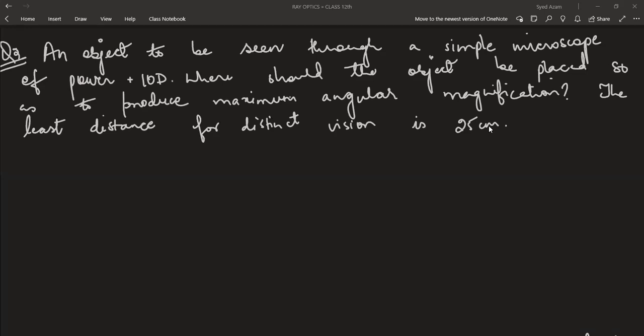See, least distance of distinct vision is there as 25 centimeters. Okay. Focus, you all know it is 1 over power. So it will be 1 by 10 in meters. So that will be 10 centimeters, right? 100 by 10 will be 10 centimeters. Okay. So this is the focal length.